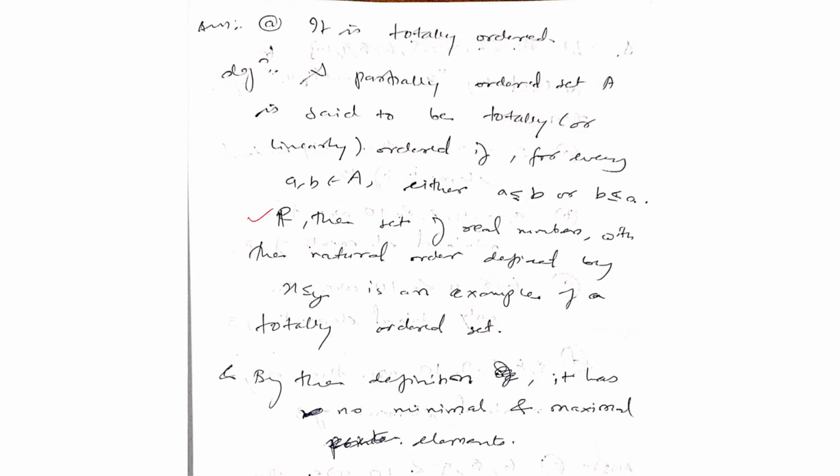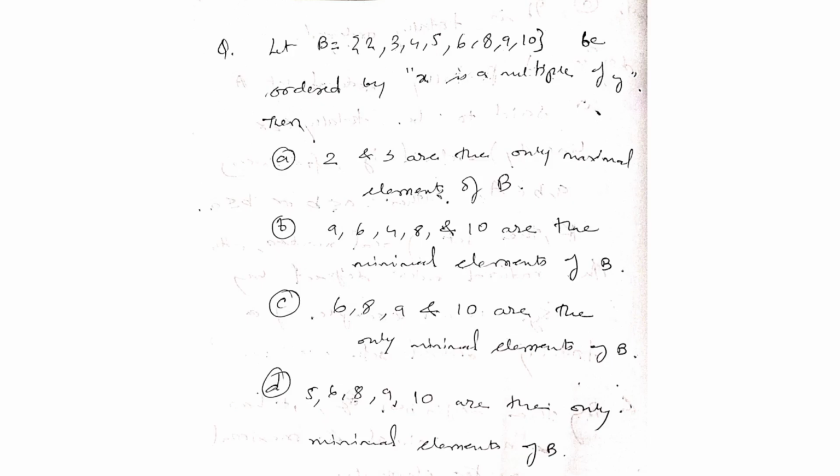Okay, so here the real number set with the natural order defined by x less than equal to y is an example of a totally ordered set. Fine. And by the definition, we can show that it has no minimal and maximal elements. Okay. So is it clear? Shall we move to the next question? Okay.